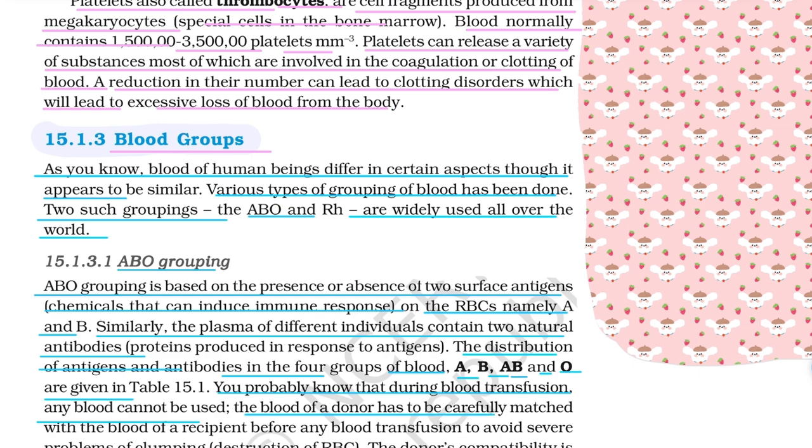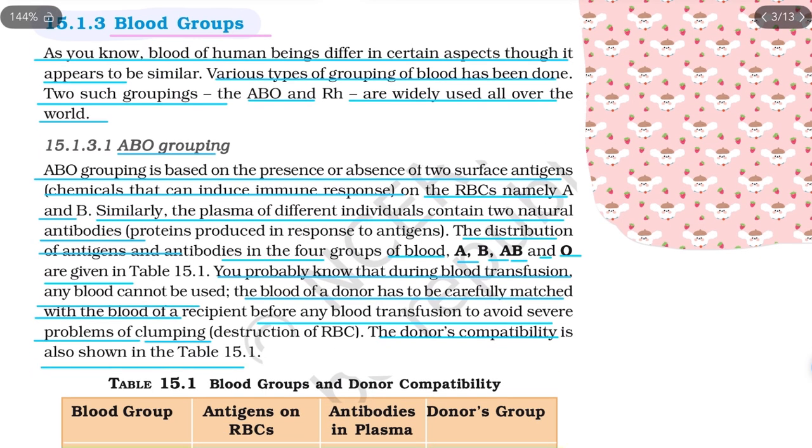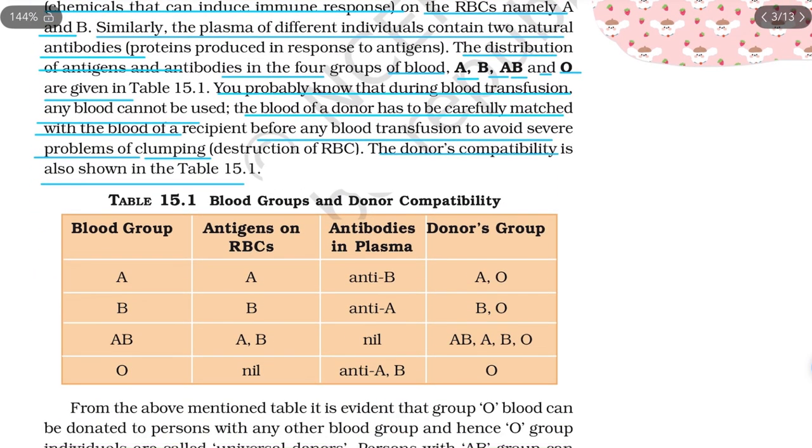The blood of a donor has to be carefully matched with the blood of the recipient before any blood transfusion to avoid severe problems of clumping. The donors' compatibility is also shown in table 15.1. So, blood group A: antigens on RBCs A, antibodies in plasma anti-B. Donors group is A and O. So, A can donate its blood and O can also donate its blood.